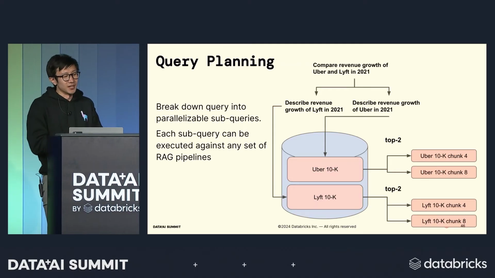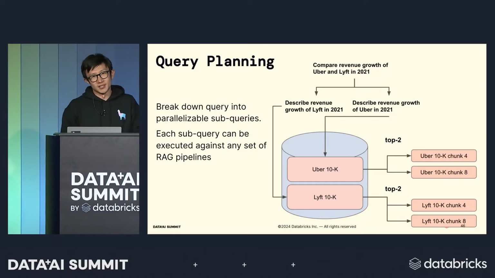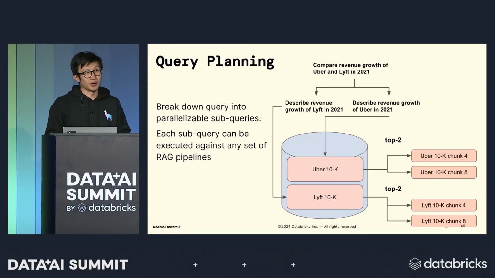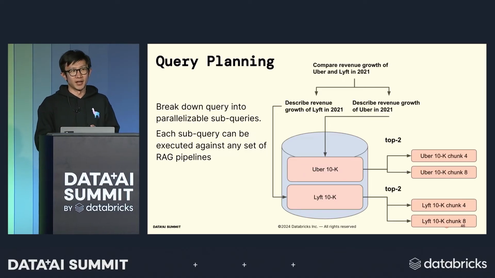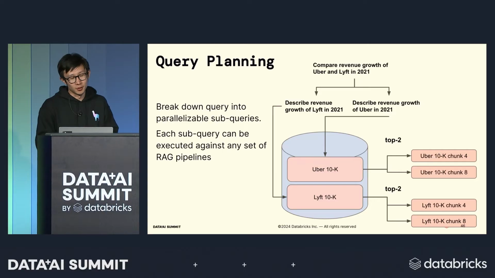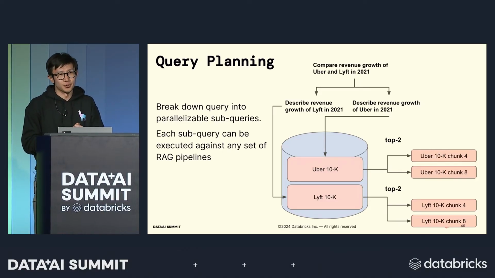And then the next component is query planning. There are a lot of different components or ways to do query planning. It is a component of an agent. If you have an agent, you do want it to plan, right? Plan out a DAG of steps, plan out a tree of steps, all those things. But on its own, query planning is really about breaking down a complex query into more parallelizable subqueries. Every subquery can be executed against any set of RAG pipelines.